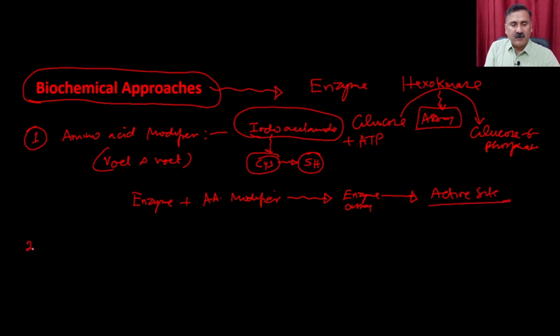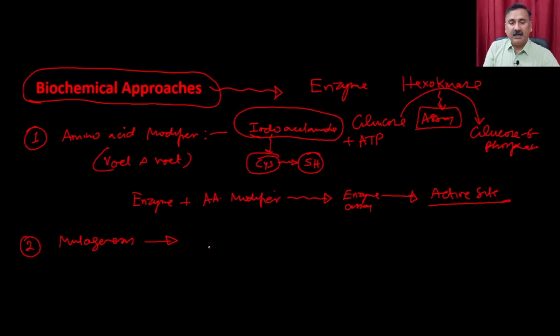The second approach is mutagenesis. The mutagenesis approach will work only when you are working with an enzyme for which the amino acid sequence is known, for which the genome is known, and for which the gene is known. Okay, so in that case, you can do two types of mutagenesis: site directed mutagenesis or random mutagenesis. Normally, if people don't know anything about the active site, they do random mutagenesis followed by site directed mutagenesis.